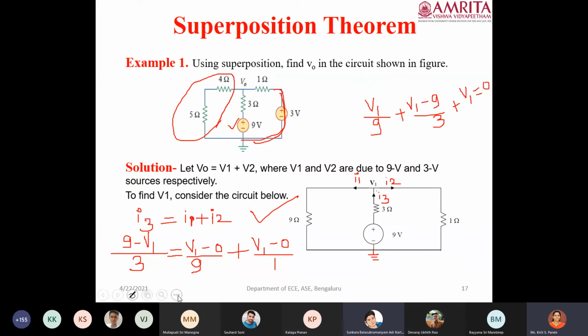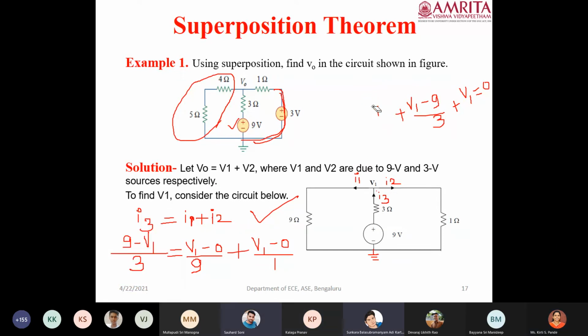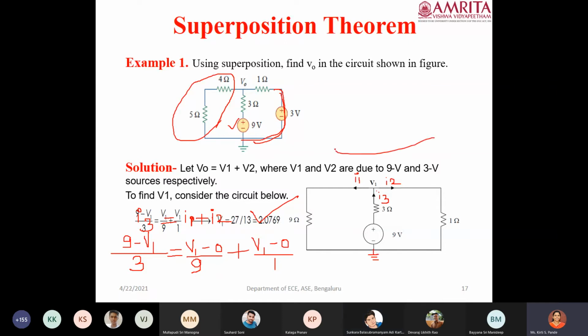What is the answer you people are getting? Ma'am, 27 by 13, 2.077. 2.077 amperes, ma'am. 2.07. The other guy for whom I wrote the equation here, what is the answer you are getting? Ma'am, for me also 2.07 only. But where is the unit? Yes, 2.07 volts, ma'am.